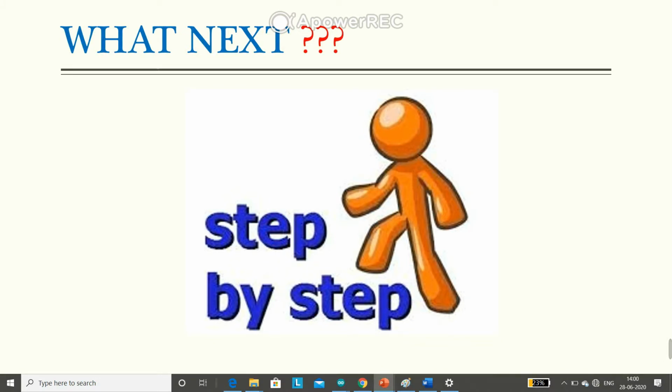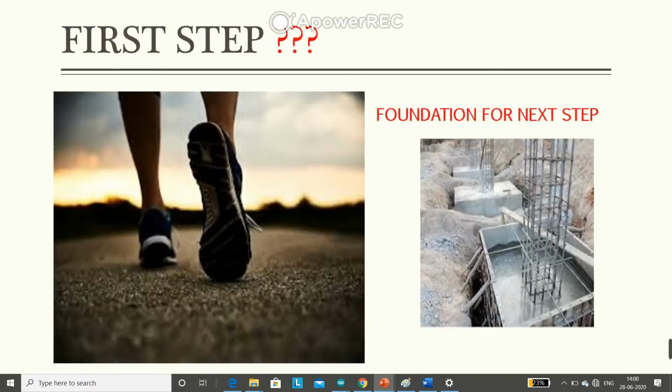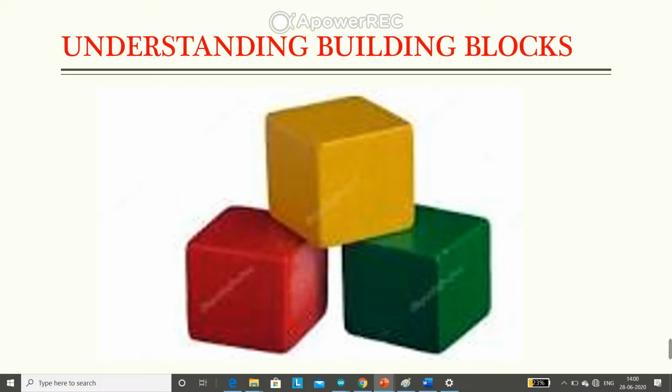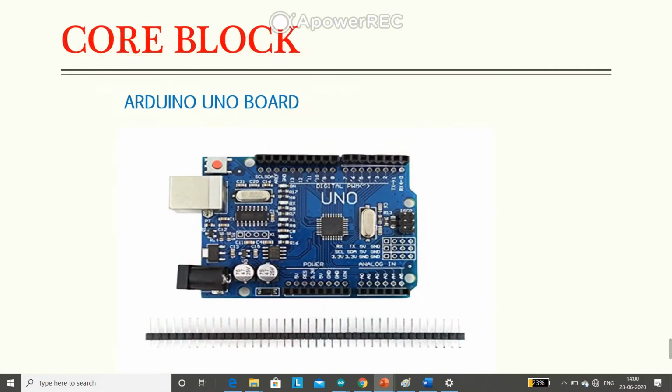In this video session, we will learn step by step building a complete embedded system. In the first step, which will be the foundation step for subsequent steps, we will learn about all the building blocks of an embedded system. And the first building block, which is the core block, is the Arduino Uno board. So we are going to learn more about the Arduino Uno board in this session.